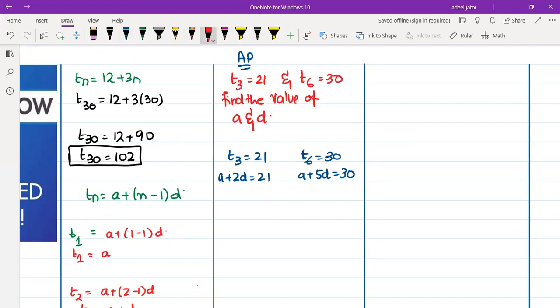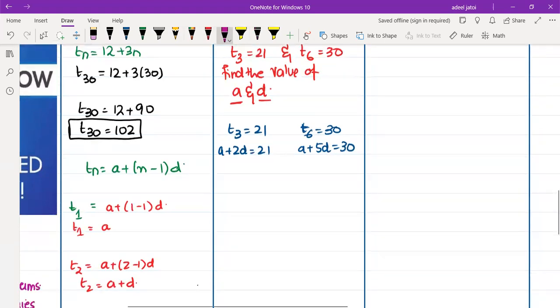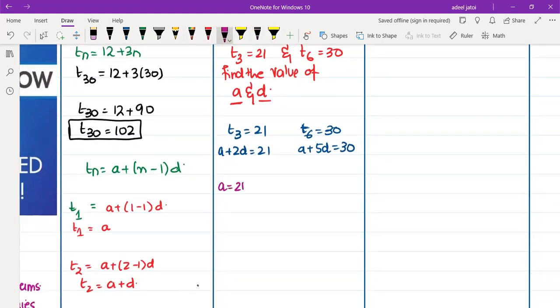Whenever in a question there are two missing variables, we use simultaneous equations. So A is equal to 21 minus 2D. We made A the subject, and let's substitute it in this A. So this is 21 minus 2D plus 5D is equal to 30. In this way, what we did is we substituted this 21 minus 2D in A.